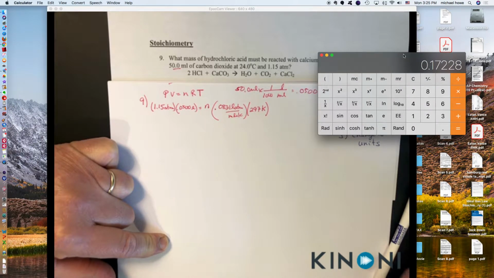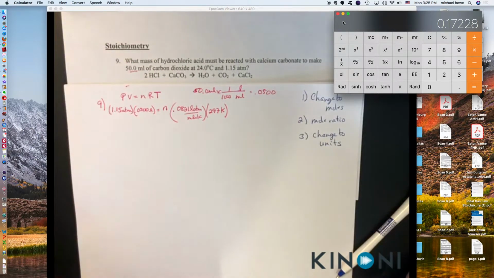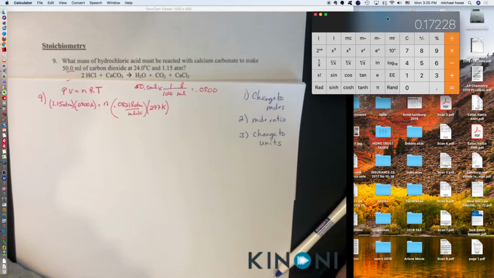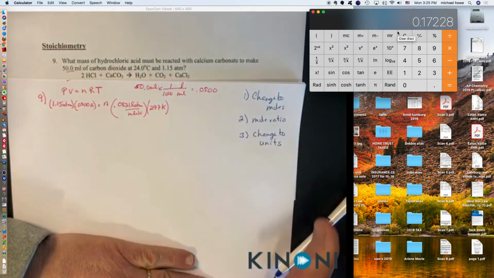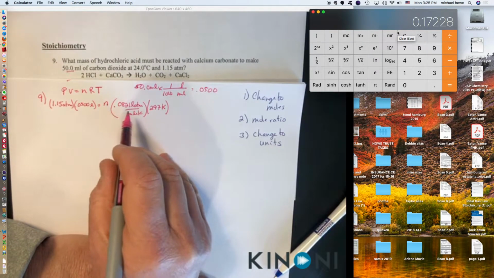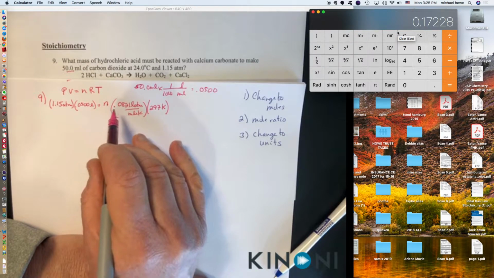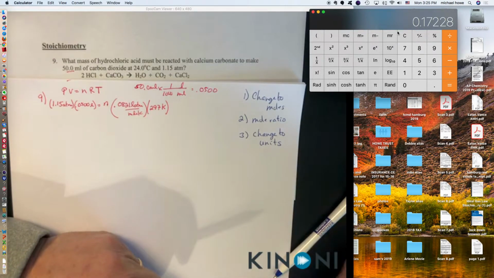So I have a calculator here. Put it up here. I'm trying to get this out of the... There we go. Kind of make room for everything.